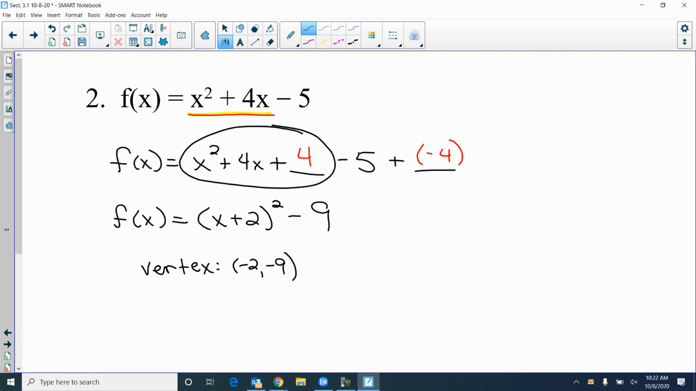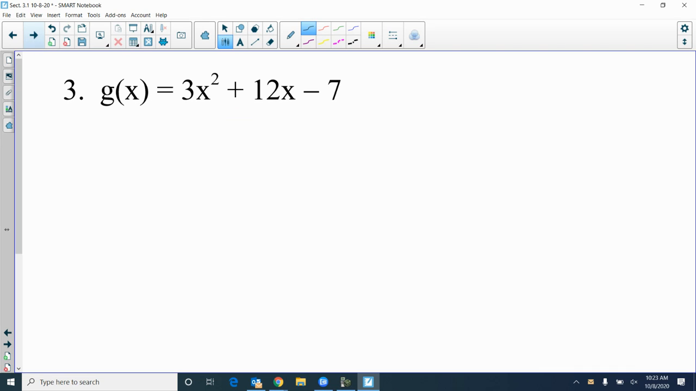All right, the third one, 3x squared plus 12x minus 7. This is a little bit harder. Why? That 3, you cannot complete the square if you have a coefficient in front. Well, what did we do before? I think it was with circles. How do we get rid of that 3? Divide. We divided everything by 3, but that's going to cause a problem because I'd have to divide this by 3, and that's going to mess things up.